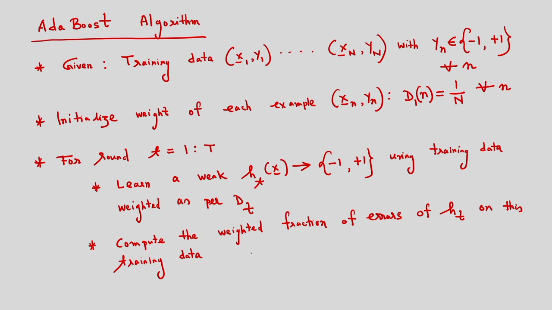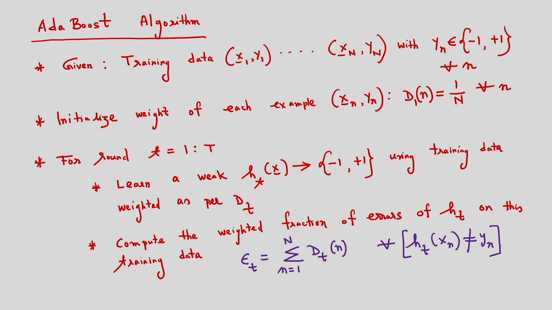So we are computing the error. What is the error? The error, epsilon_t, is equal to the summation from n equals 1 to N, because we are considering N number of samples. D_t is the training data weights, and the error corresponds to the case when the samples are not correctly classified. That means h_t(x_n) is not equal to y_n. So only for this case we are determining the error: the summation of D_t(n) over the samples where h_t(x_n) is not equal to y_n. So we have computed the error.